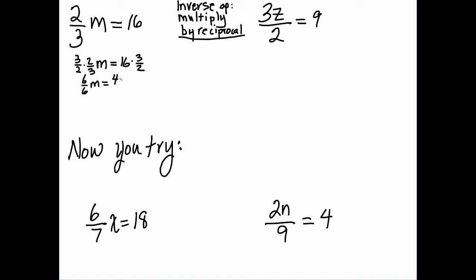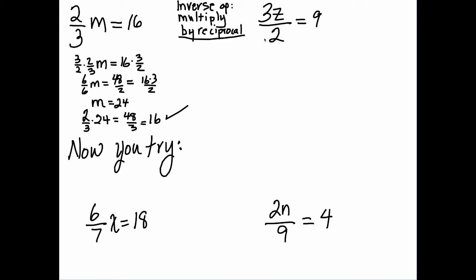So we multiply the left side by 3/2. 3 halves times 2/3 is just 1, so that leaves us 1 times m. And on the right side, we multiply 16 by 3 halves, and we get 48 over 2, or 24. We can check that answer by substituting 24 back into the equation, and we find that 2/3 times 24, 2/3 of 24, equals 16. So that answer is correct.